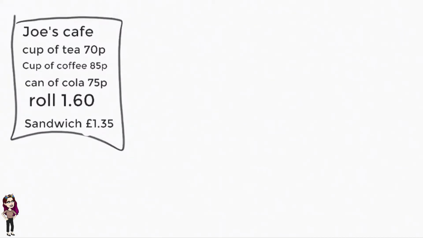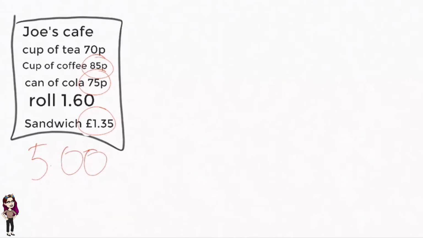Question C is a bit more tricky than question A and B, and for this we know that Kim buys a can of cola, a cup of coffee and a sandwich, and she pays with a £5 note.